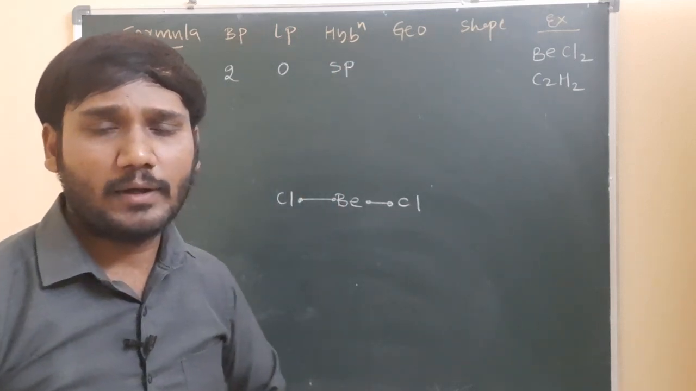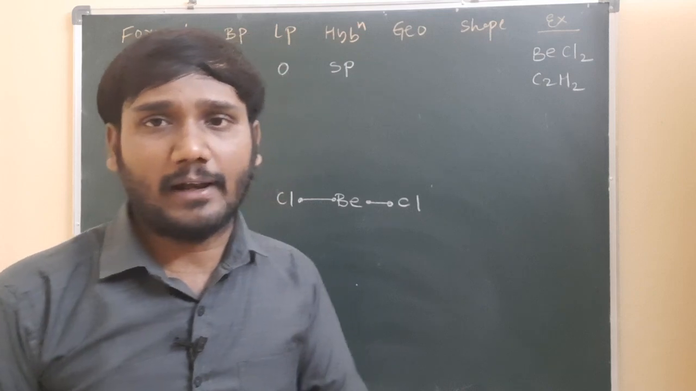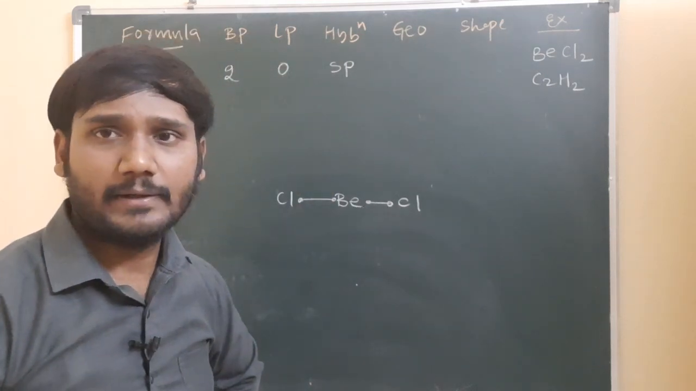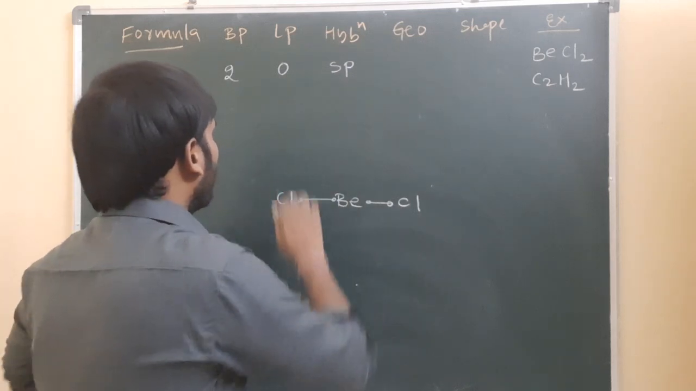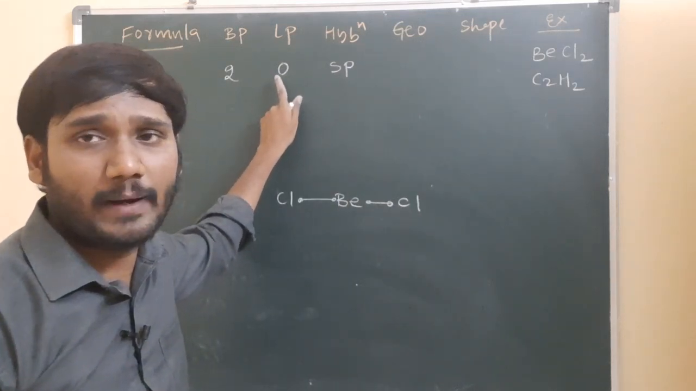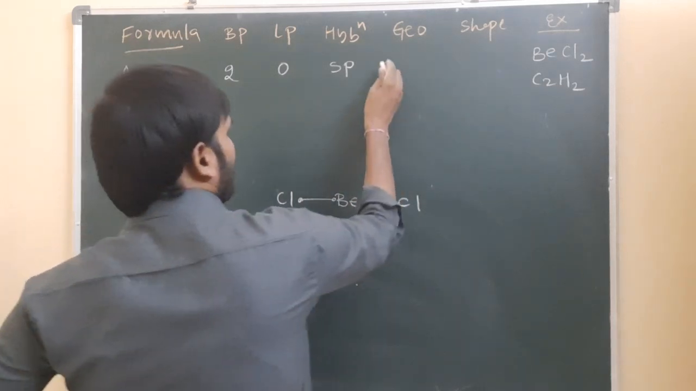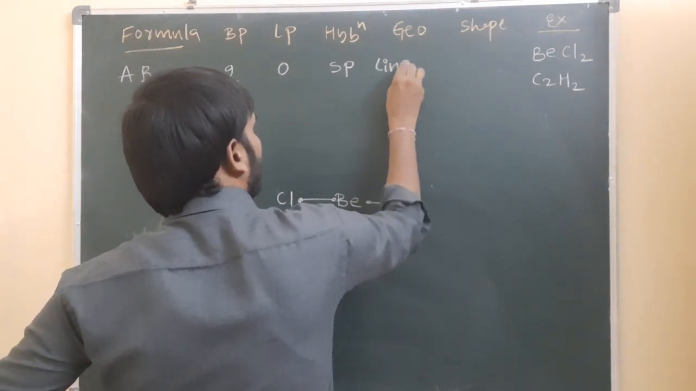Hybridization, generally, we can count the number of sigma bonds plus lone pairs of electrons. Here, how many sigma bonds? 2. That is nothing but sp hybridization. Clear? Next, geometry. Because we are discussing cases with no lone pairs, 0 lone pairs, the geometry and shape are equal, you can keep that in mind. So 2 bond pairs are present, and the geometry of the molecule is linear.